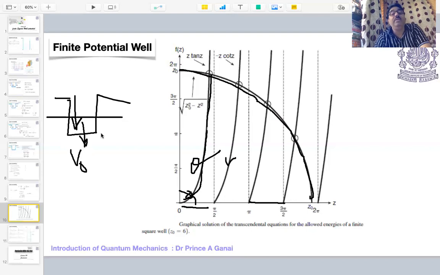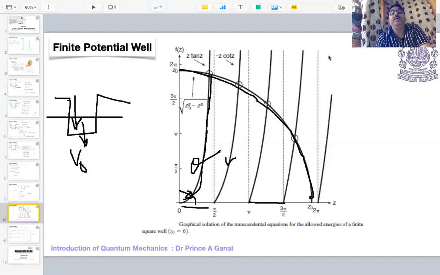And remember, this kind of analysis helps us to solve the deuteron problem in nuclear physics. That one-level system can be understood by modeling it with this kind of potential. So these are very interesting solutions.